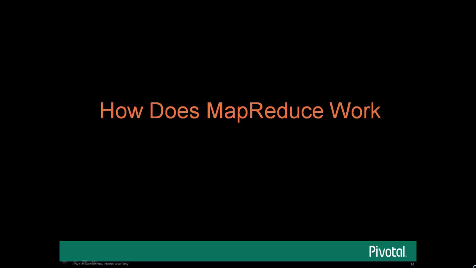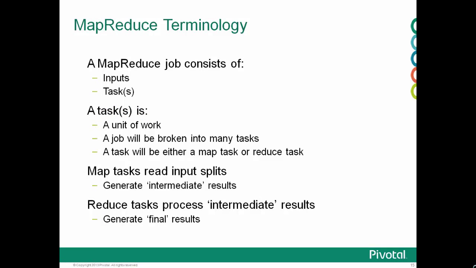How does MapReduce work? Every MapReduce job has inputs, or blocks of data, that the MapReduce job is going to be run against. And every MapReduce job will consist of tasks. Again, those tasks, or units of work, will be either mapper tasks or reduce tasks. And a job can have any number of map tasks and any number of reduce tasks. There are no fixed set numbers.